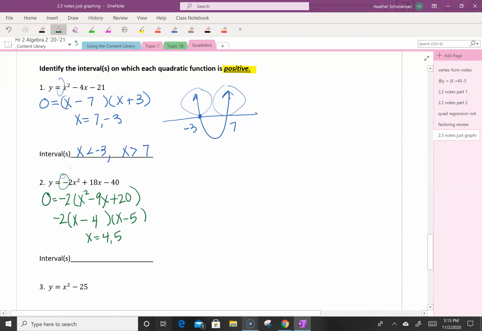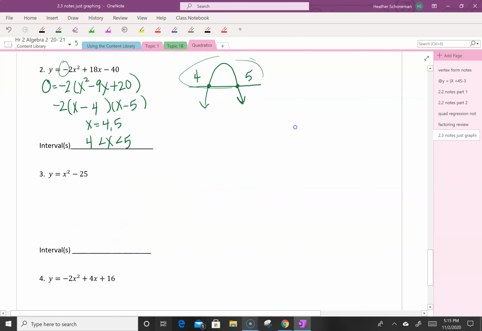Now this graph, because it starts with a negative, it's opening down. And at some point, it's going to cross the x-axis at 4 and 5. So the only thing that is positive is this part up here. So we say 4 is less than x, which is less than 5.